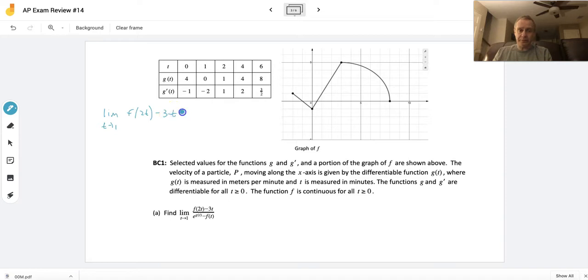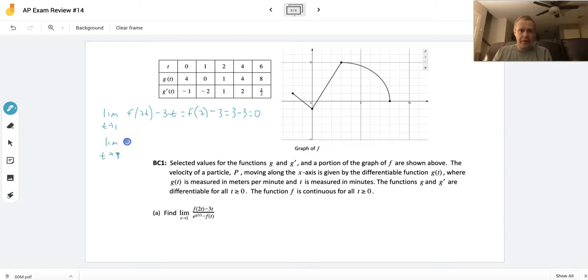Now to evaluate the limit of this expression, again, the function f we were told is continuous. So as t approaches 1, for the numerator we would get f of 2 times 1, which is f of 2, minus 3 times 1, which is 3. And f of 2, if we go to our graph, we see that that value is 3. So indeed, the numerator is 0. Now I'm going to go to our denominator. t is approaching 1.